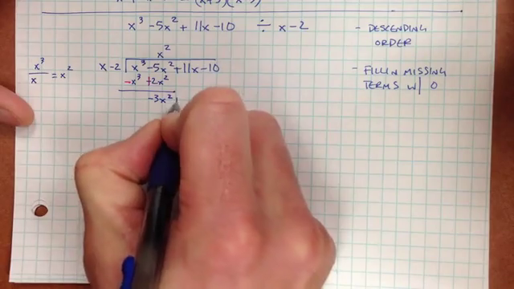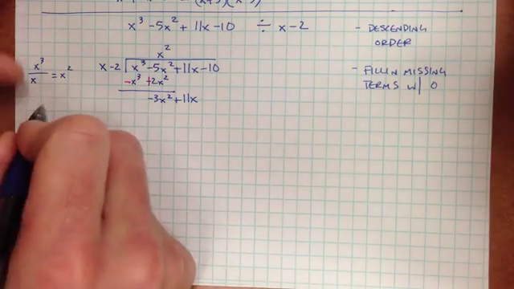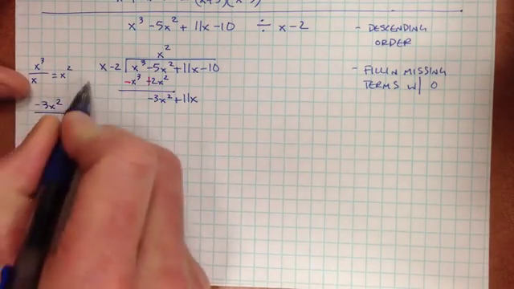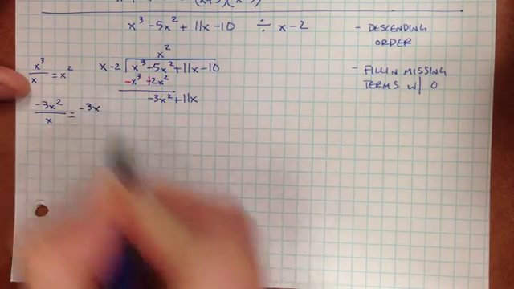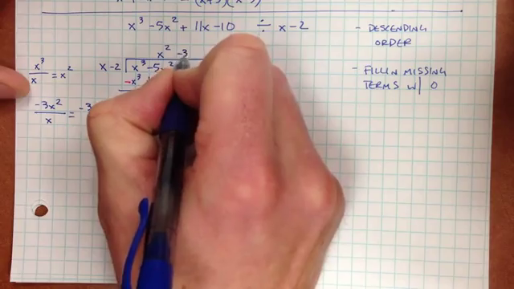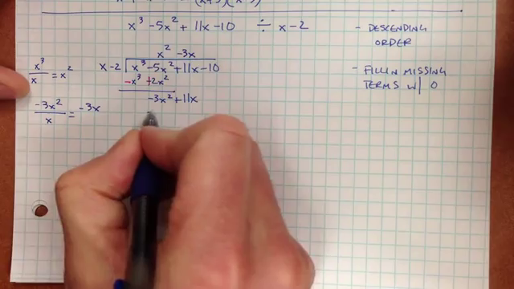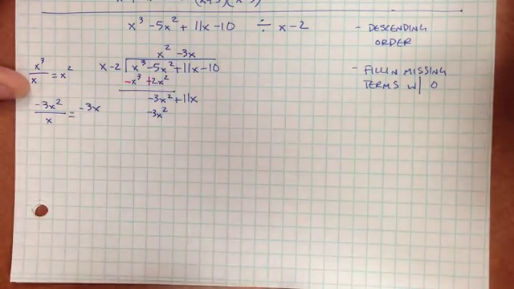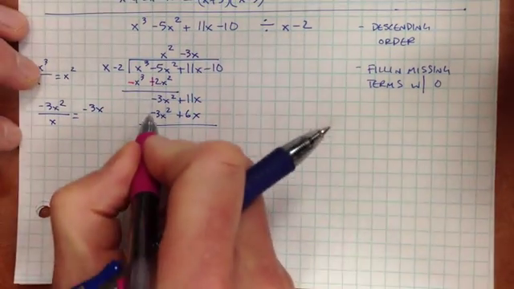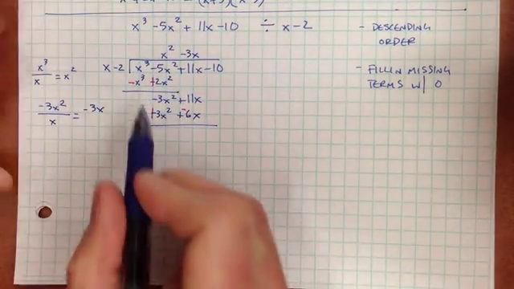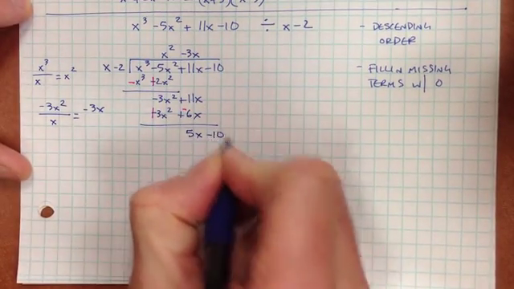Bring down our next term of positive 11x, and then we repeat that process. My first term, negative 3x squared, over my first term of x. You reduce that to a negative 3x. Multiply that out, negative 3x times x, negative 3x squared, negative 3x times negative 2, positive 6x. We are subtracting, so give yourself that sign change. Cancels. Here we have a positive 5x. Bring down my negative 10.